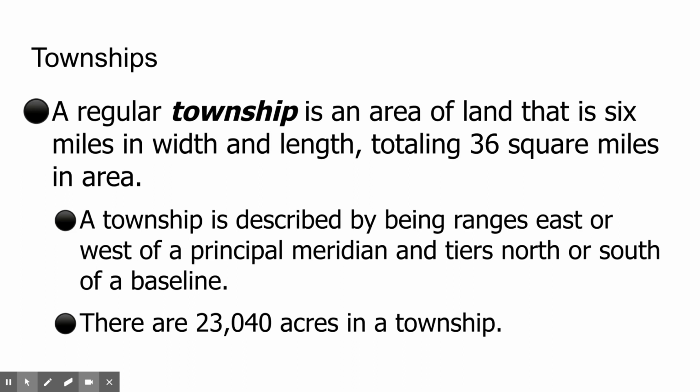Okay. Also, just some other general information. In a township, there are 23,040 acres. So a township is a fairly large piece of land. If you think about 6 miles, it's about 6 miles from Harrisburg to Carrier Mills. So that would be the length of one side of a township.